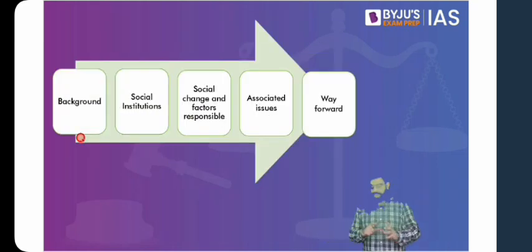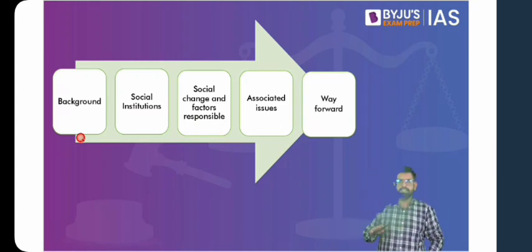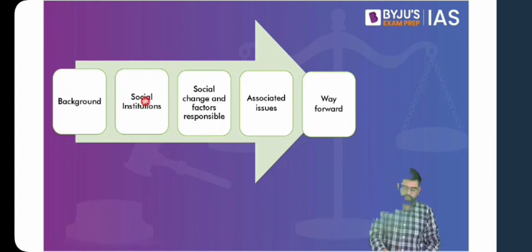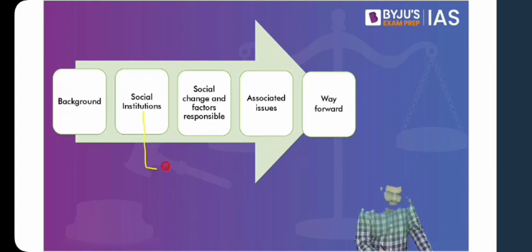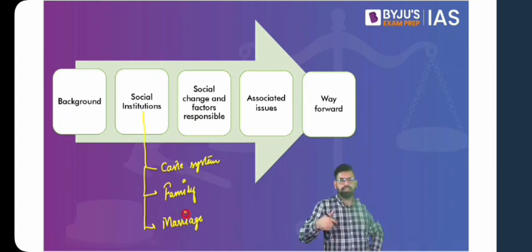Now, if you look at the way in which we are going to proceed with the syllabus, the first thing is that we have to understand the background of Indian society. We have to look at various social institutions. Various social institutions, in the sense, you have the caste system, then the institution of family, marriage, etc.